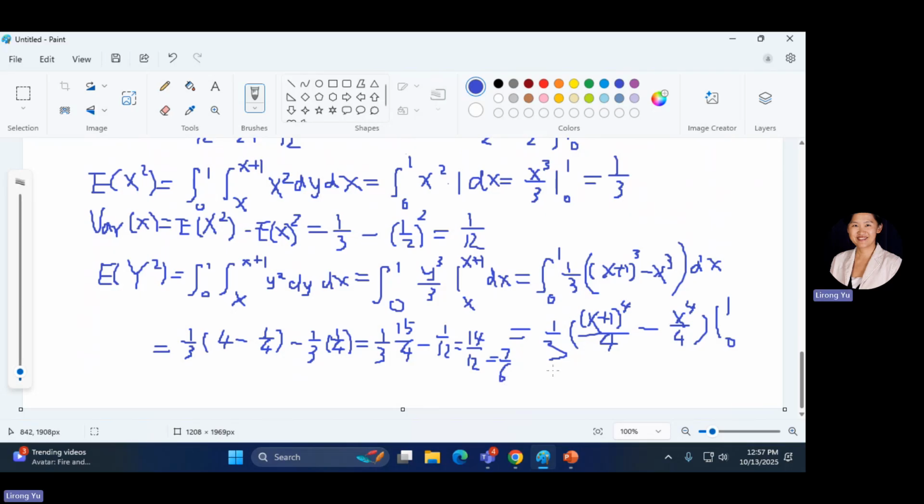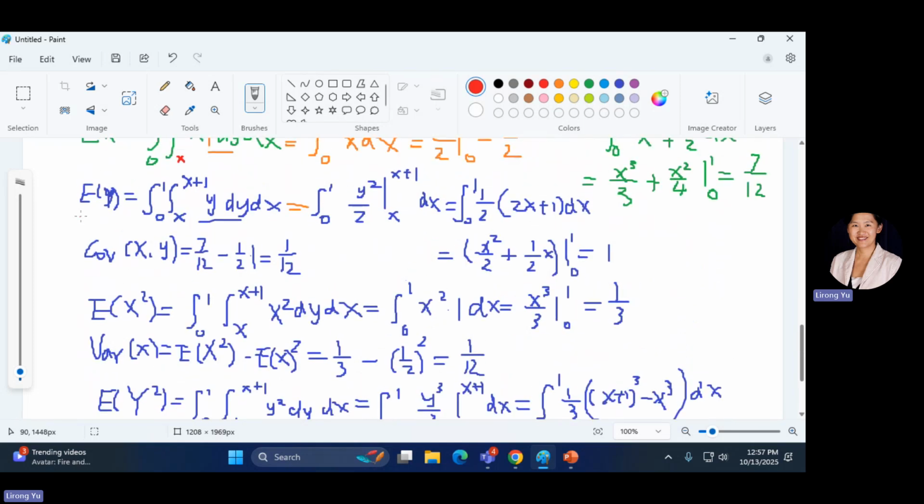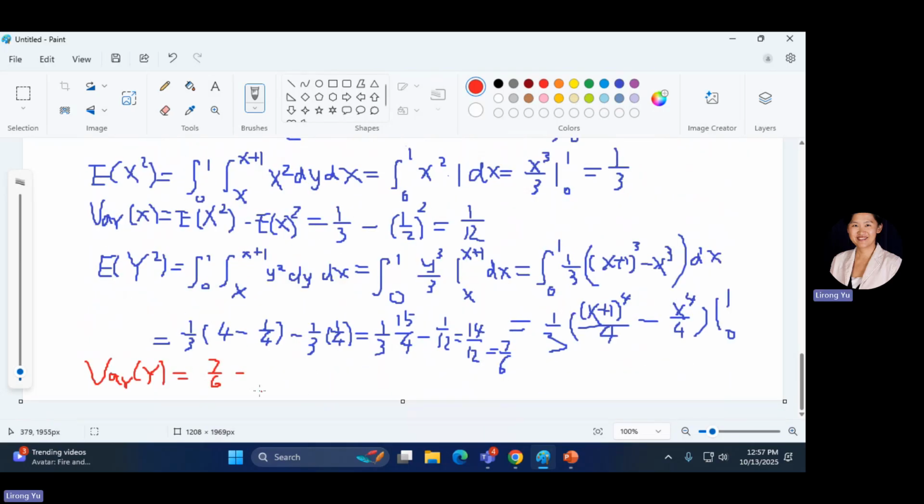Are we okay? So then the variance for y, as we write it, it gets longer and longer. Let's try to keep track of what we're doing. The variance for y is the expectation of y squared minus the square of the expectation. This is going to be 7/6 minus the expectation of y, which we got as 1. So 7/6 minus 1 squared, which will be 1/6. That's the variance.